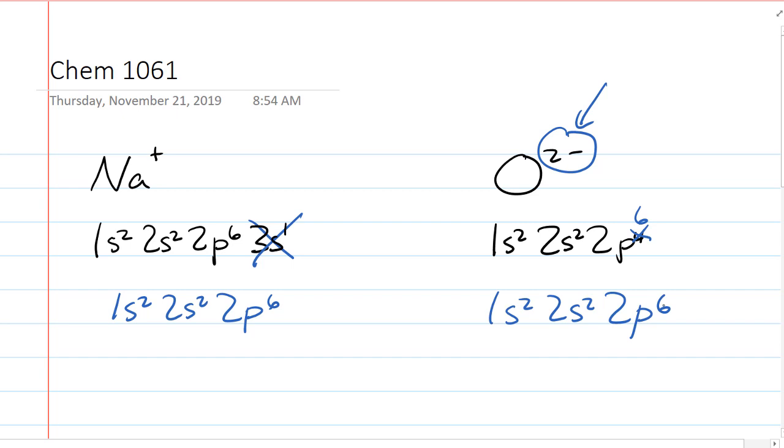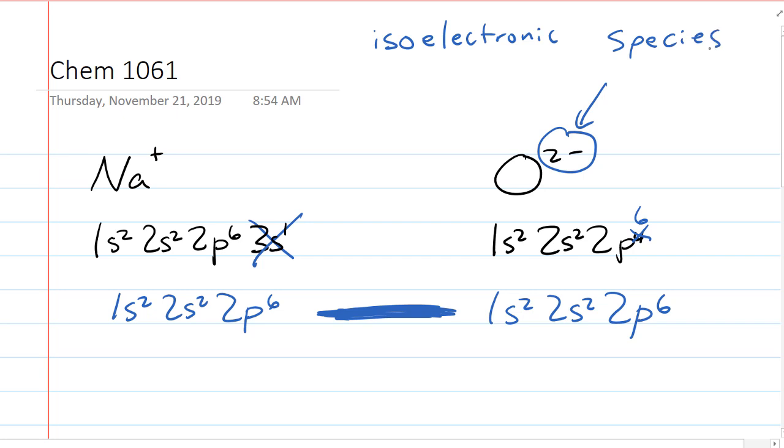Now if you were to compare these two configurations, how do they compare? The same. They are the same, exactly. And if they're the same, we refer to these as isoelectronic. We say that these are two isoelectronic species. The prefix iso means equal. If you have an isosceles triangle, for example, an isosceles triangle is a triangle that has two sides of equal length. So isoelectronic means that they have the same electrons. These species have the same.